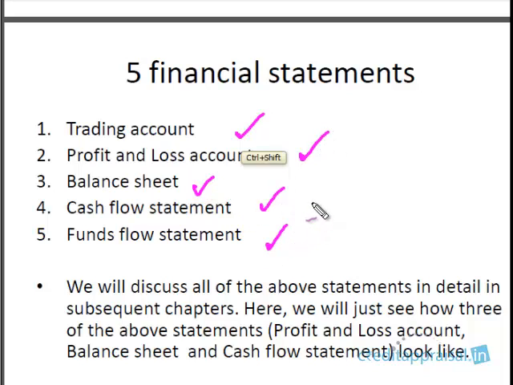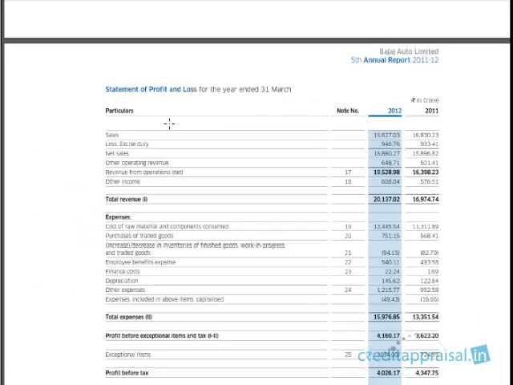So in this chapter, let us take a look at the P&L account and balance sheet and cash flow statement, how they look like. We'll just have a feel of the financial statement. So let us take a look at a profit and loss account. This is the profit and loss account of Bajaj Auto, one of the largest companies in India, just to give you an idea as to how a P&L account looks like.